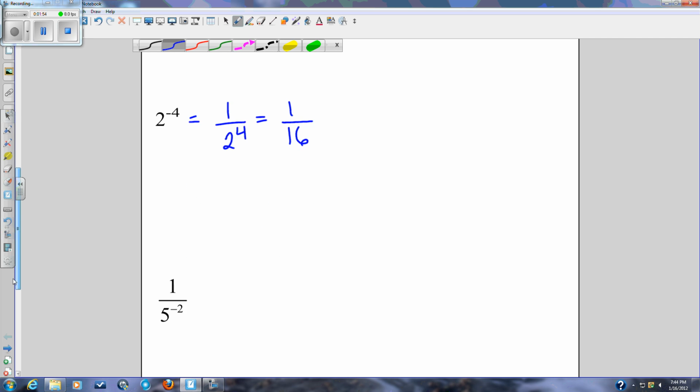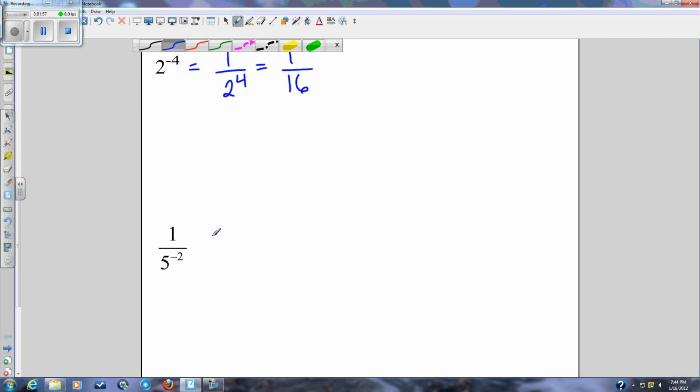Okay, so now let's go to the next one. 1 over 5 to the negative 2. If your negative exponent's on the bottom, you move it up to the numerator, and that is equal to 5 to the positive 2. Because remember, if we have 1 over x to the negative n, it's equal to x to the positive n. So if the negative exponent is in the denominator, we're going to move it to the numerator. We don't need anything in the denominator. You can imagine it just being 1. So 5 to the second gives you 25.